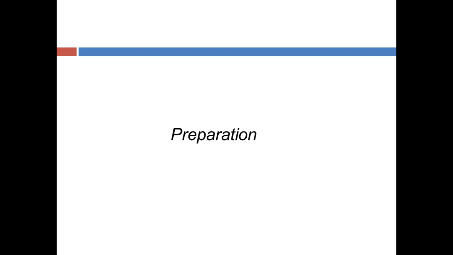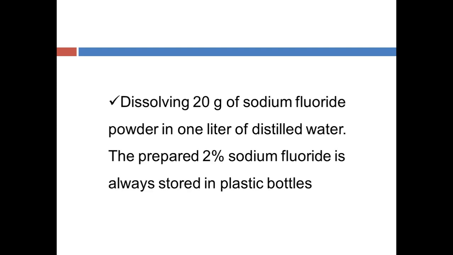Coming to the preparation of sodium fluoride, 2% sodium fluoride is prepared by dissolving 20 grams of sodium fluoride powder in 1 liter of distilled water, and this results in formation of 2% sodium fluoride. This prepared 2% sodium fluoride should always be stored in plastic bottles. That is also an important point, sometimes asked in viva: how to store sodium fluoride? It has to be stored in plastic bottles. So the method of preparation is dissolving 20 grams of sodium fluoride powder in 1 liter of distilled water.